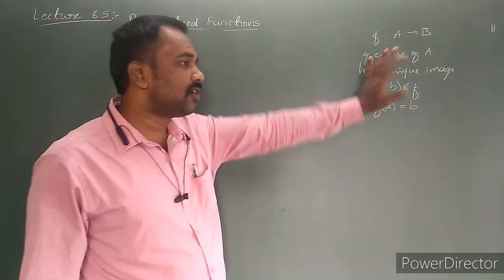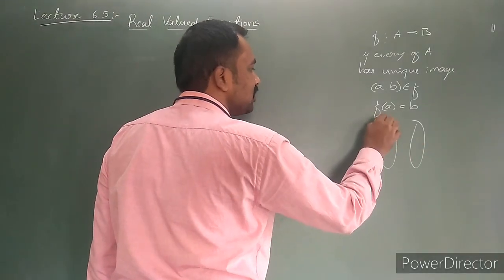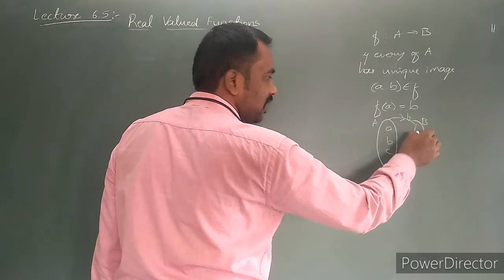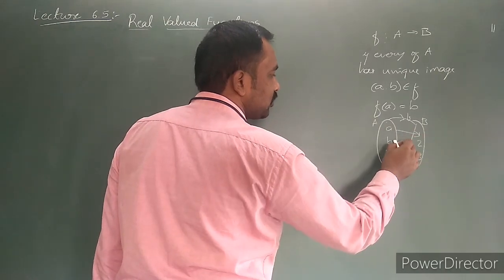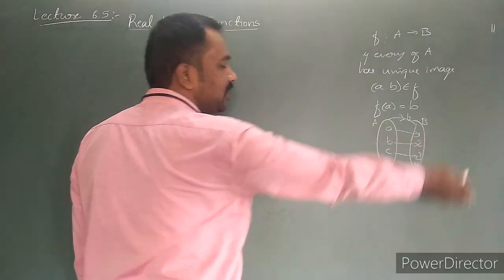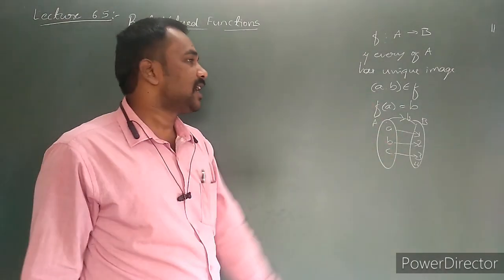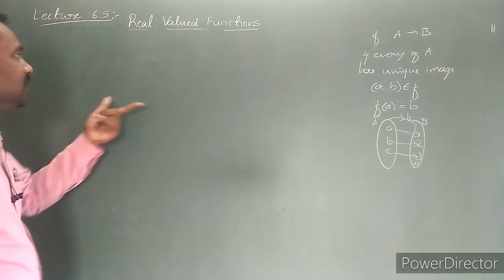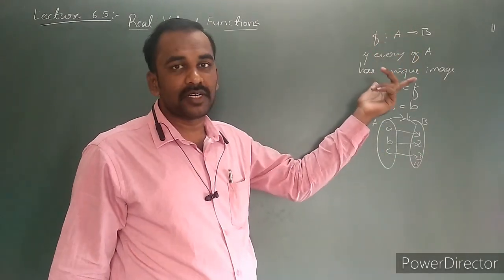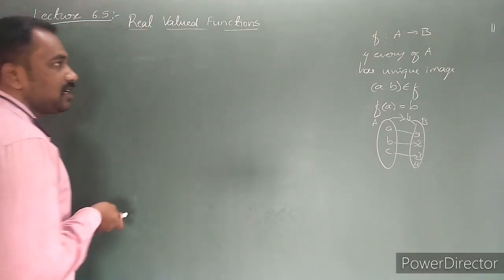You already know the pictorial arrow diagram also: this is the set A, this is the set B, and this is the function. Suppose a, b, c and 1, 2, 3: a is related to 1, b is related to 2, c is related to 3, like that. It is a function because every element has a unique image in the set B. This is one particular example. Next, types of functions are there. We are going to study that at the next level, that means in the second PUC.